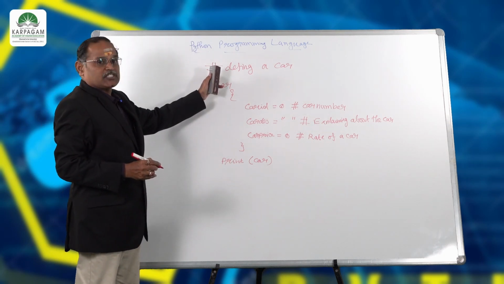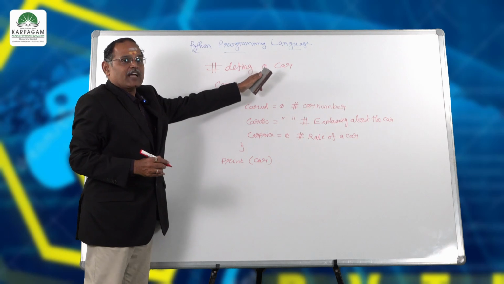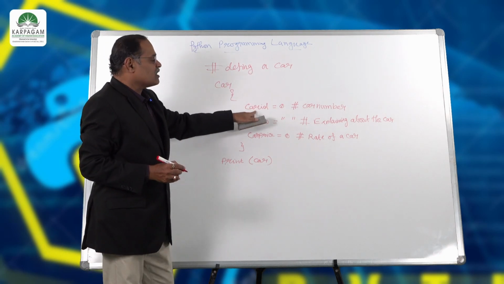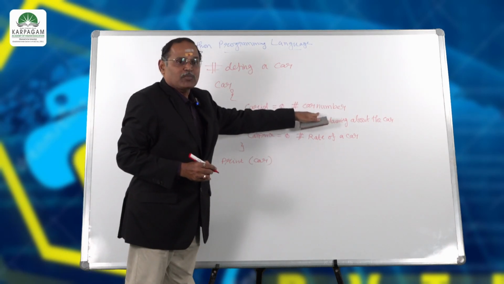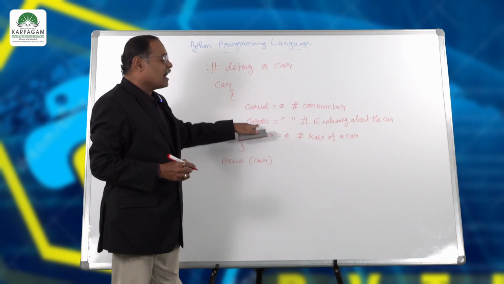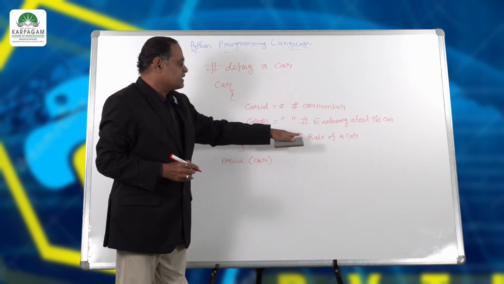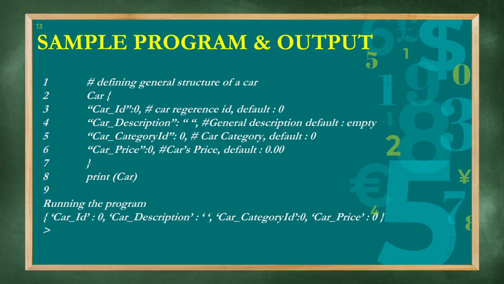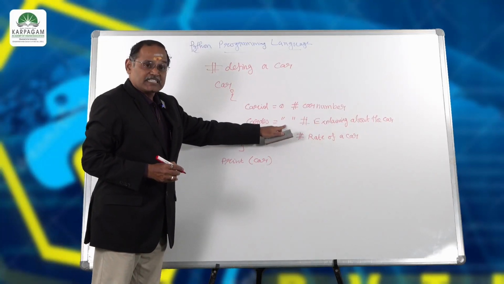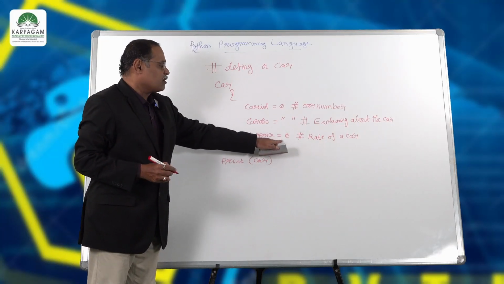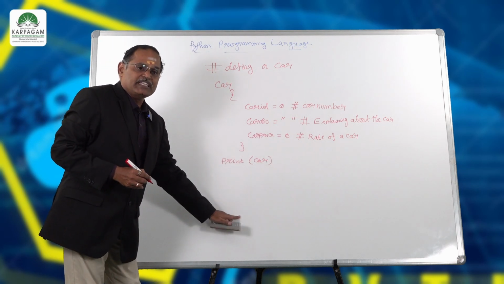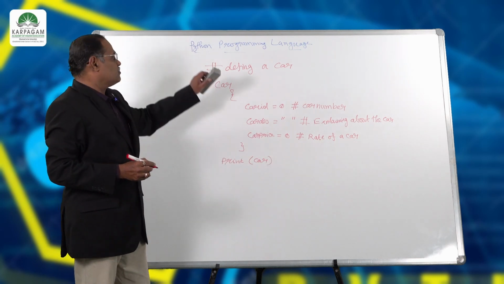I have used the hash symbol. What I am going to do is define a car. It will define the car number or car ID number. Then car description explains the model of the car. Then car price gives the rate of the car. These are all comment statements I have written for this program. Then print car: the output will be printed as car ID equal to 0, car description equal to empty, and car price equal to 0.